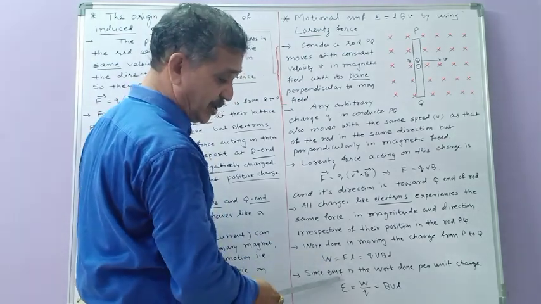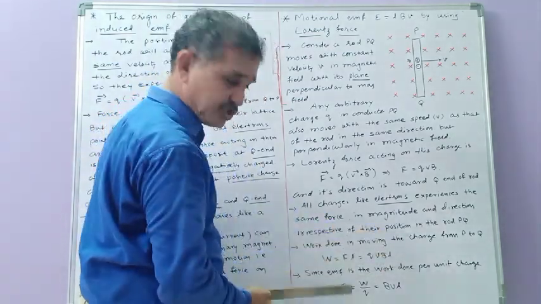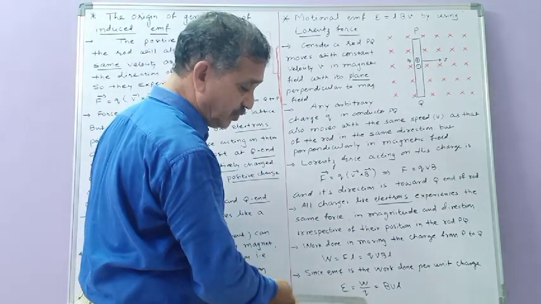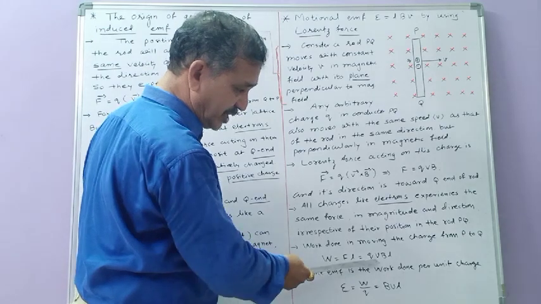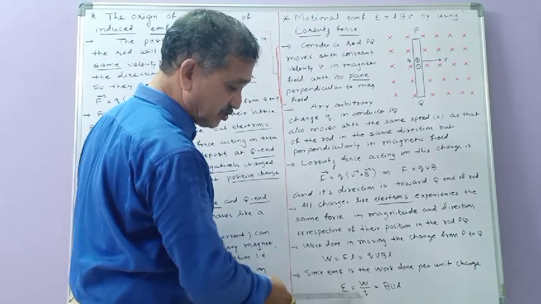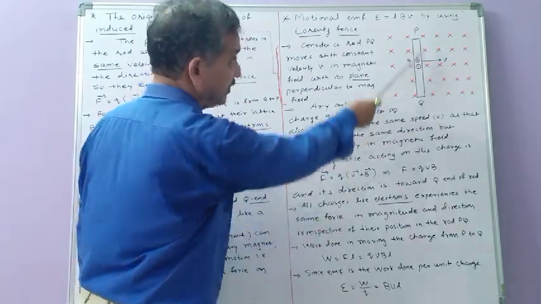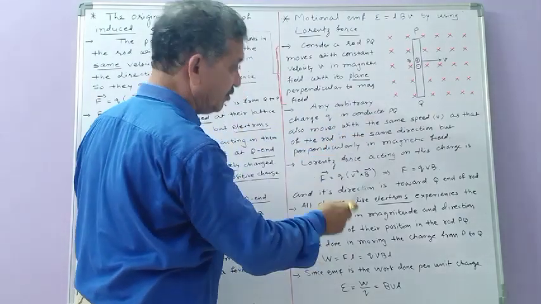And we know EMF is nothing but the work done per unit charge. So W upon charge Q will be equal to what? W upon charge Q will be equal to V B L. That means the induced EMF in this rod between these two ends will be equal to B V L.